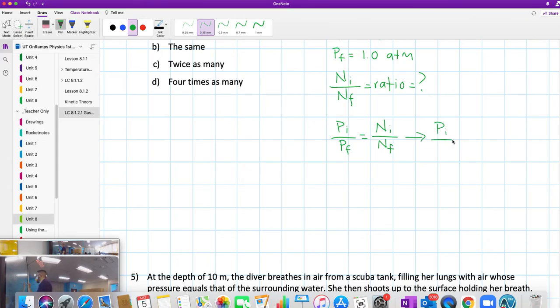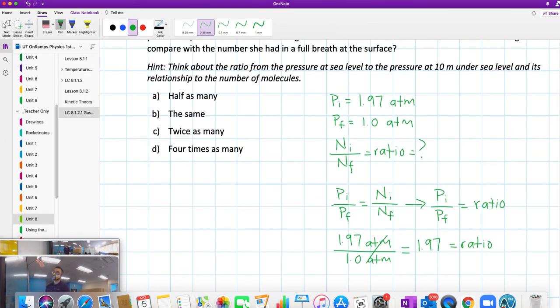And we know that pressure initial divided by pressure final is the ratio of the number of molecules, which is what we're trying to find. And now it's very simple. Pressure initial, 1.97 atm divided by 1.0 atm, that is 1.97 because the atm's cancel, and that is the ratio. So about 2 times the number of molecules, so twice as many.